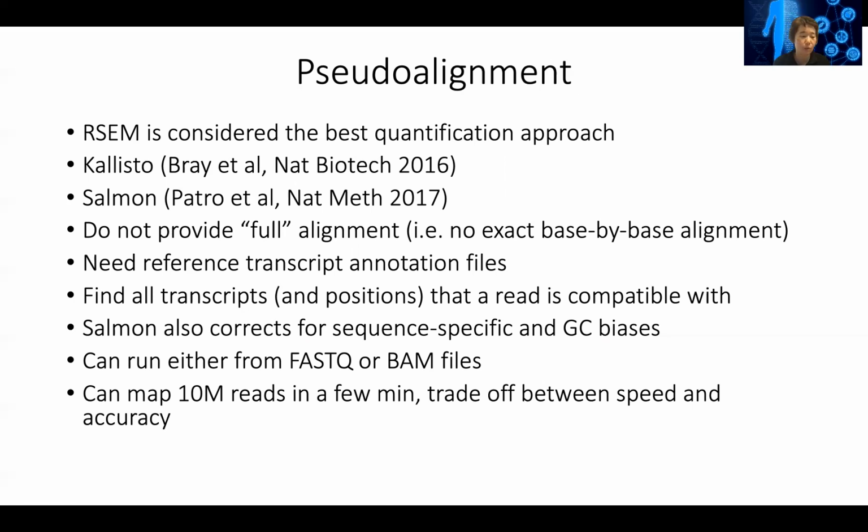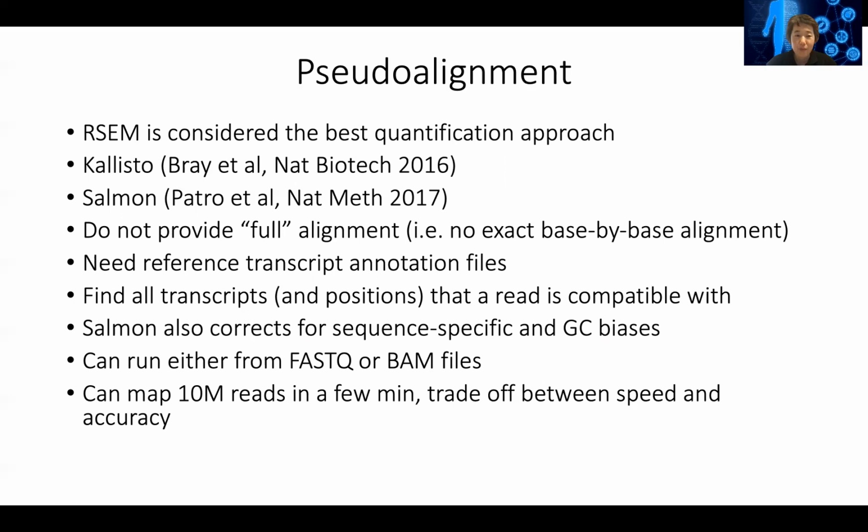Salmon has an additional feature to correct for sequence-specific and GC biases. This could arise when you run one sequencing machine or a different sequencing machine, or one day of the run or another day of the run. There might be slight GC biases, making reads with different GC content have higher or lower read counts, which can be normalized across all the transcripts. And so Kallisto and Salmon again can run on both FASTQ and BAM files, but the real advantage is if you run it on the FASTQ, which will obviously be much faster. We can usually map tens of millions of reads in only a few minutes.